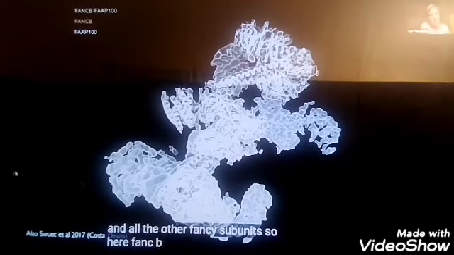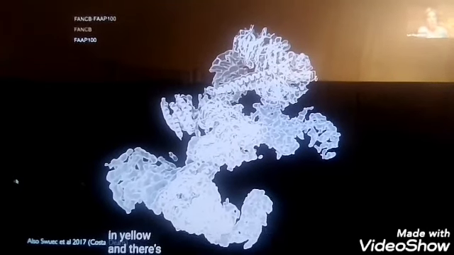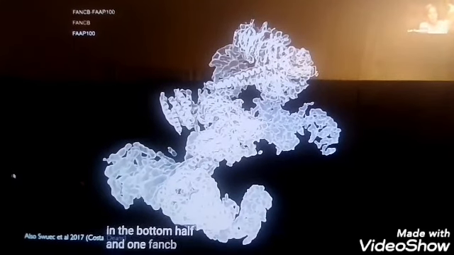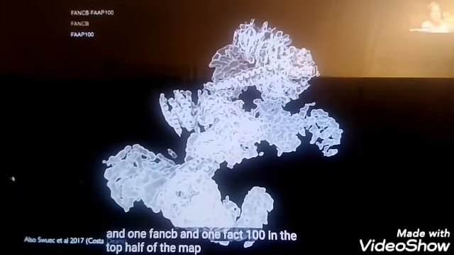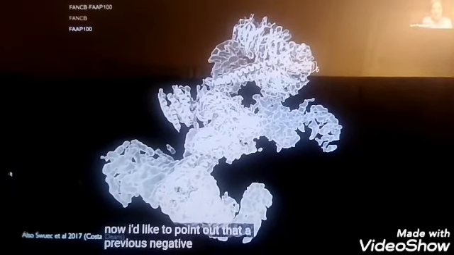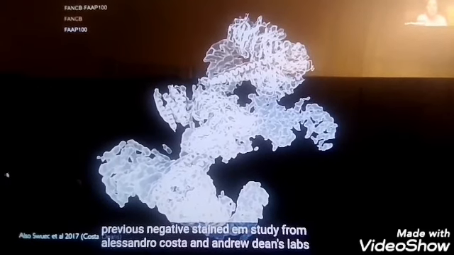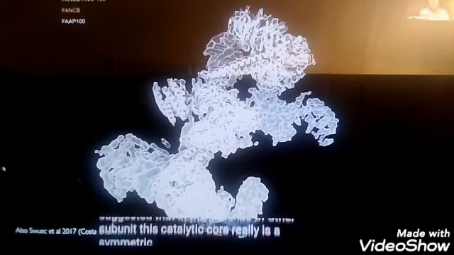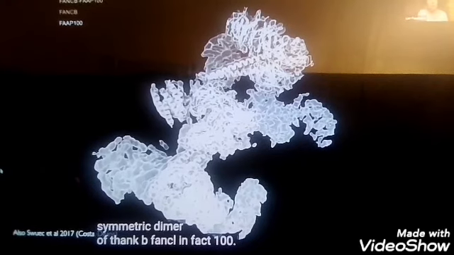So here, FANC-B is in orange, and FAP100 is in yellow. And there's one FANC-B and one FAP100 in the bottom half, and one FANC-B and one FAP100 in the top half of the map. Now, I'd like to point out that a previous negative stain EM study from Alessandro Costa and Andrew Dean's labs suggested that in the absence of other subunits, this catalytic core really is a symmetric dimer of FANC-B, FANC-L, and FAP100.